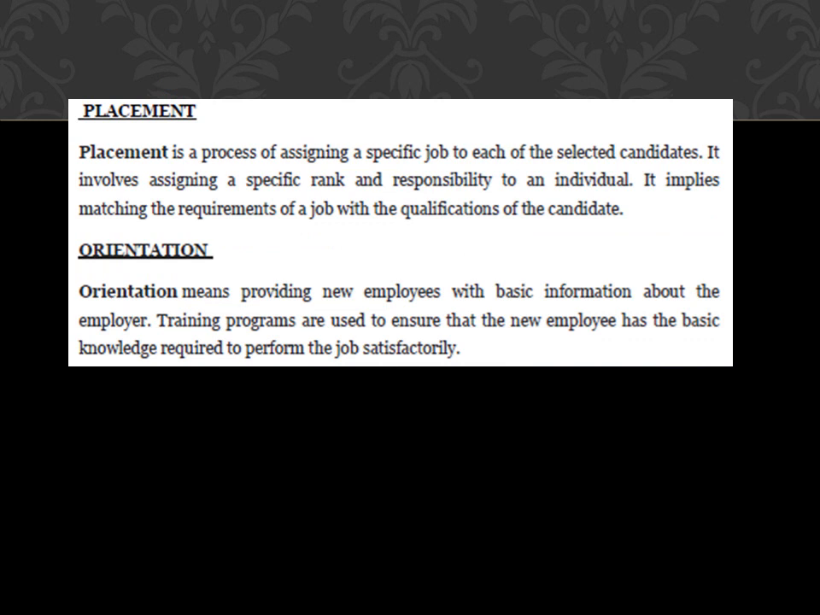Placement is the process of assigning a specific job to each of the selected candidates. It involves assigning a specific rank and responsibility to the employee. Orientation is a process of providing new employees with basic information about the employer. Training programs are used to ensure that new employees have the basic requirements to perform the job in a better way.